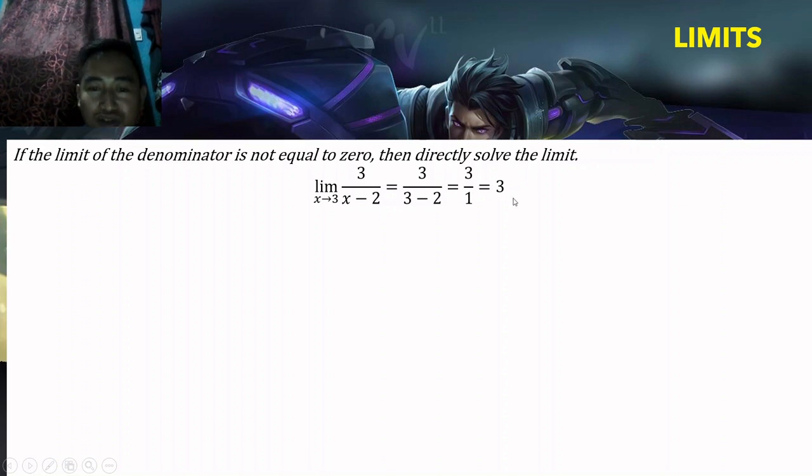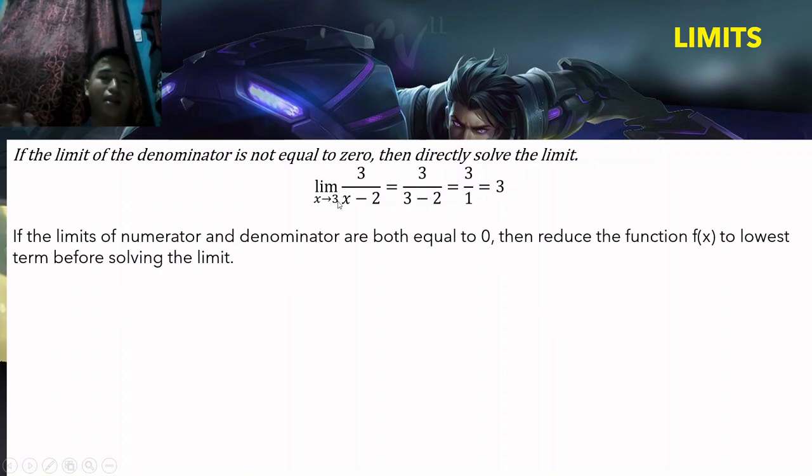If the denominator does not become 0 when you substitute the number, you directly substitute. Okay, for example this one, 3. If x is 3, then x minus 2 is not 0, so directly substitute. So 3 over 3 minus 2. 3 minus 2 is 1, so 3 over 1 is equal to 3. So basically, as long as the denominator is not 0, directly substitute the number a.